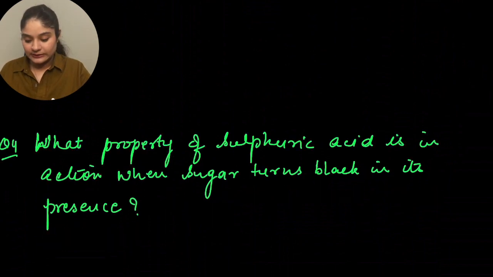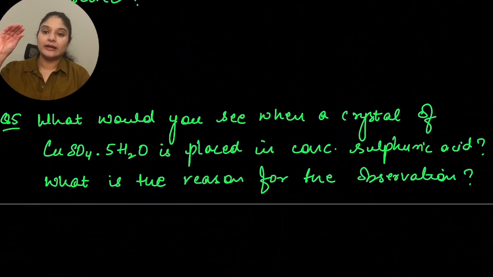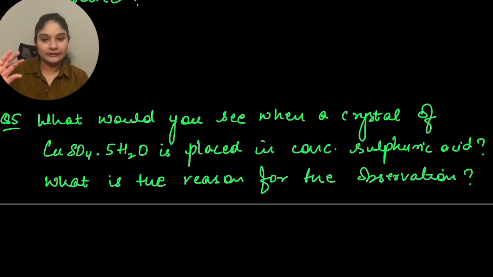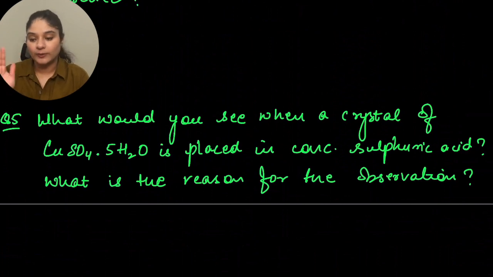The next question says, what would you see when a crystal of CuSO4.5H2O is placed in concentrated sulfuric acid? What is the reason for the observation? So the first thing is that you write two sentences: first the observation, then the next sentence the reason for it. So answer both the parts separately, and your entire answer should depict both the answers. Don't miss that out. For the first part you will write only the observation.